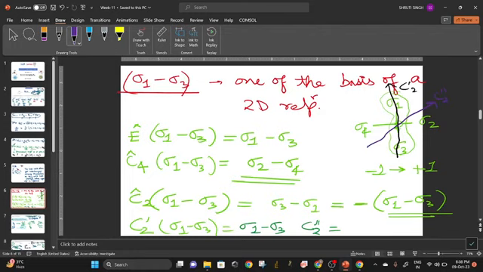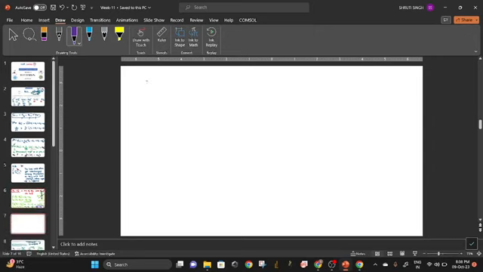Sigma 1 becomes sigma 2. So it will be sigma 2 minus sigma 4. So now here we got a new basis again, which is sigma 2 minus sigma 4. So when you apply the further operations, S4, you will get sigma 2 minus sigma 4.